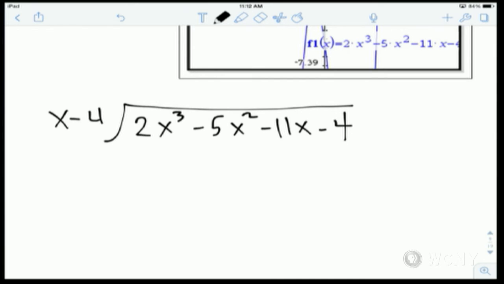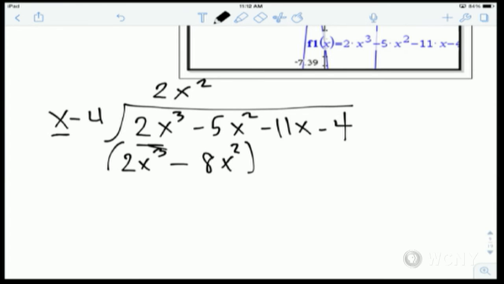First we need to decide what I multiply x by to give me 2x cubed. And that is 2x squared. So I multiply 2x squared through x minus 4 and get 2x cubed minus 8x squared. You subtract that entire expression and get the 2x cubes to cancel. That's the whole point. Negative 5x squared minus negative 8x squared is 3x squared. Bring down the 11x, the negative 11x.